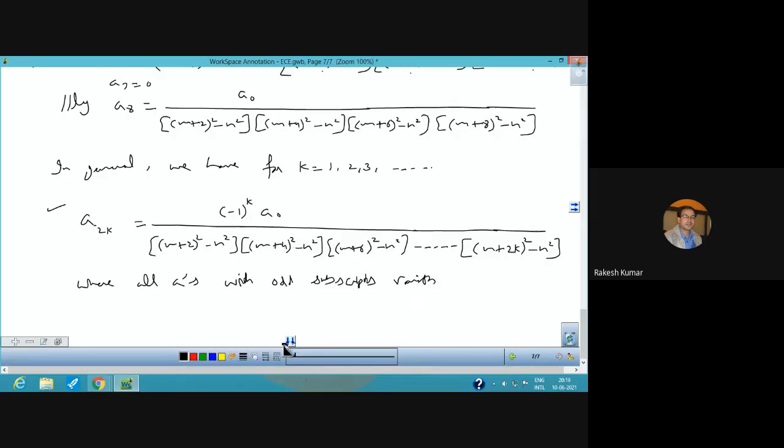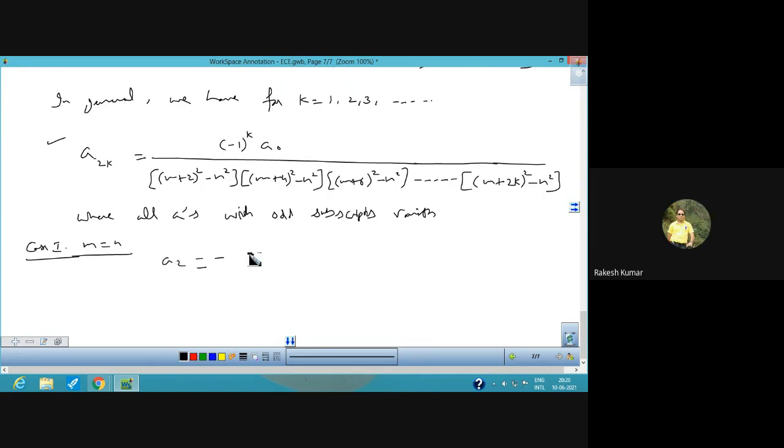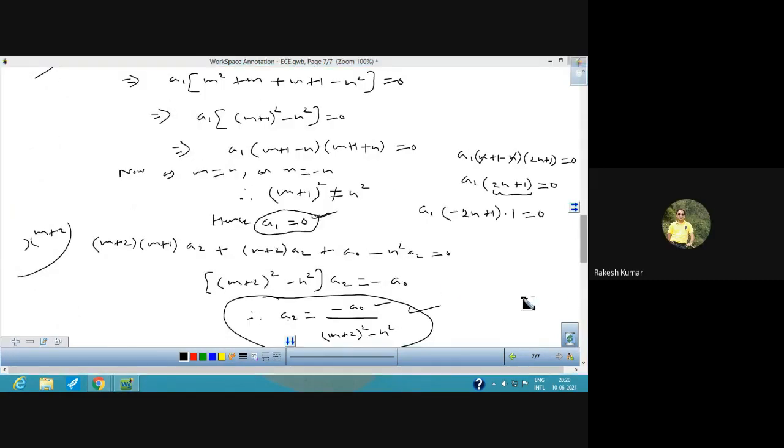Now you know that initial equation में हमारे पास दो रूट आए थे. If you remember, m is equal to n and m is equal to minus n. So case number 1, when m is equal to n. Now this is the case we are going to do. Now for this case, a2 is negative a naught. Now you just see the value of a2 here. a2 is negative a naught upon (m+2) whole square minus n square.